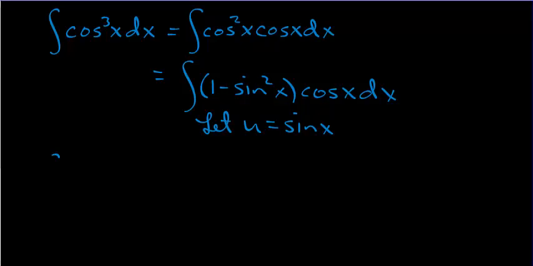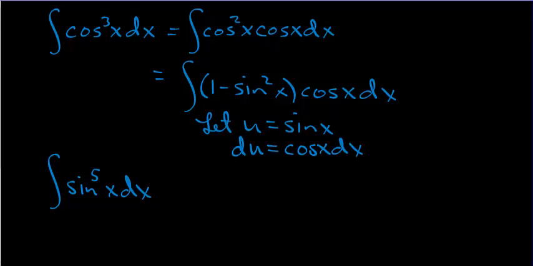So, for example, let's suppose that we have sine to the 5th power. Sorry about that. This one right here? Well, let's go ahead and finish it off. So what we have then is 1 minus u squared du, right? Which would be u minus 1/3 u cubed plus c. Like that.